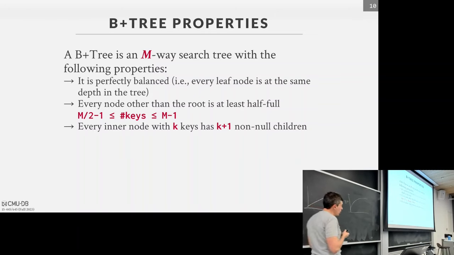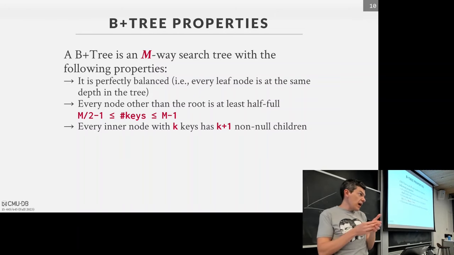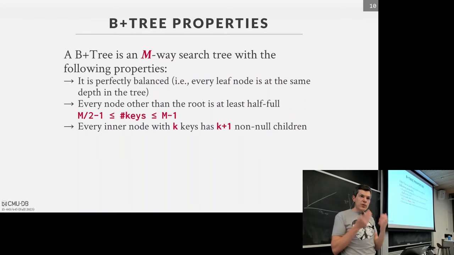We also have a rule that every node other than the root has to be at least half full. So if I can have M keys in a node, I need to have at least half the number of keys as possible, up to the maximum number, right? And if I go below that threshold, if I go below being less than half full, then I have to do some merging.